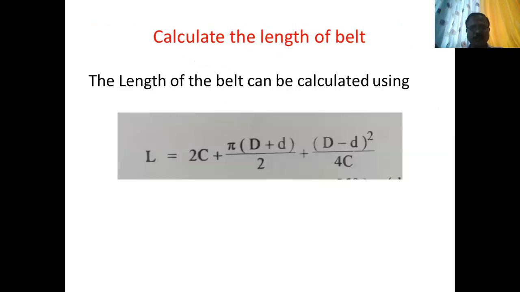Last but not least, it is the calculation of the length of the belt. The length of the belt can be calculated using the relation L equals 2C plus pi into (D plus d) divided by 2 plus (D minus d) whole square divided by 4C. We already know what is D, diameter of larger pulley, d, diameter of smaller pulley, and C is the center distance. Hope everyone will understand this.